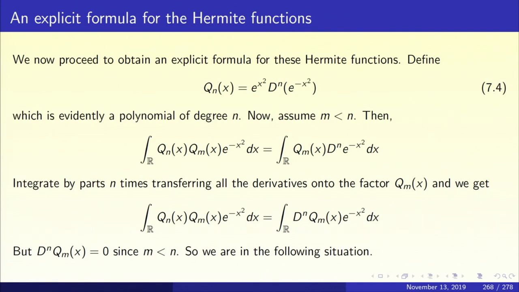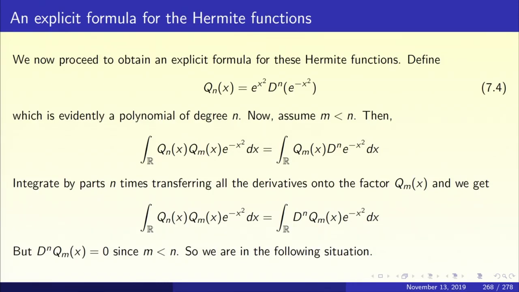When you differentiate e to the power minus x squared n times, what are you going to get? We are going to get a polynomial times e to the power minus x squared. Try it for n equal to 1. So, differentiate e to the power minus x squared: minus 2x into e to the power minus x squared. That e to the power minus x squared factor gets killed by e to the power x squared that you see in equation 7.4. The e to the power x squared and the e to the power minus x squared cancel out and you get simply minus 2x. So, when n equal to 1, we get q1(x) equal to minus 2x.